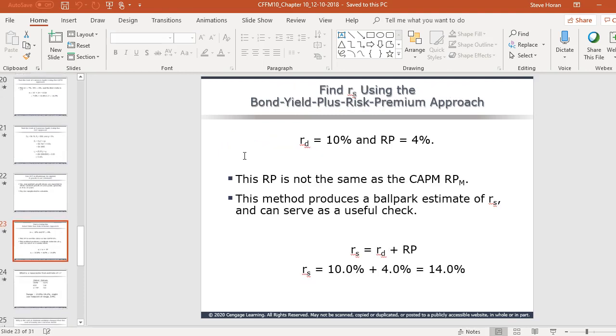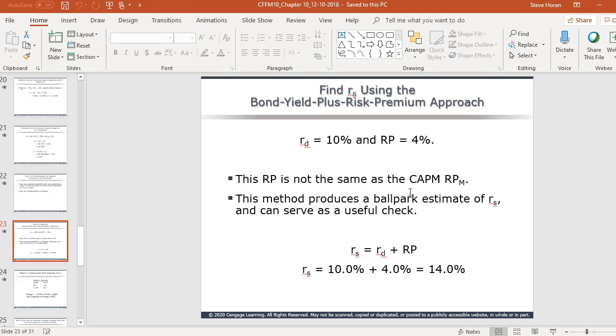And then the last one's what they call the bond yield plus risk premium approach. The book actually explains in the chapter that the general range for this is 3 to 5%, that in general, the risk premium above a corporation's debt cost is between 3 and 5%. And so they just took a happy medium here of 4%. So our company's R sub D is 10, and we're doing the before tax one.